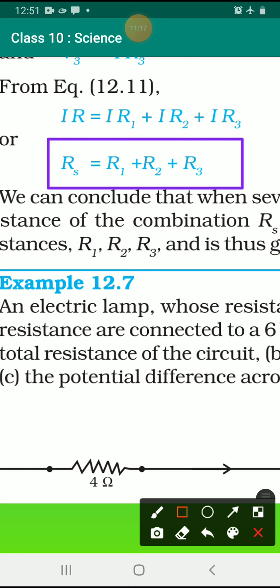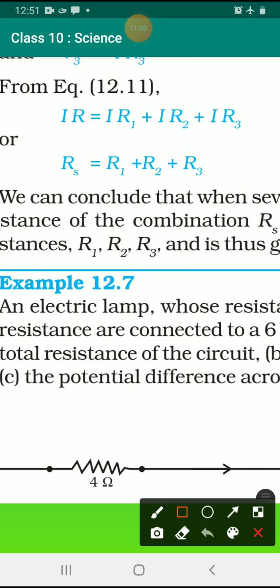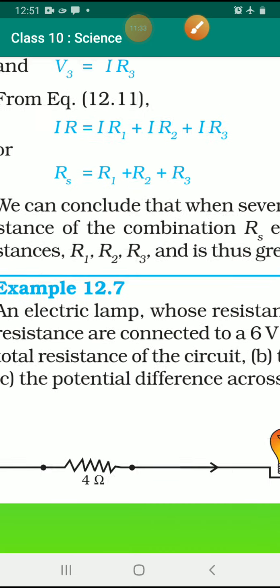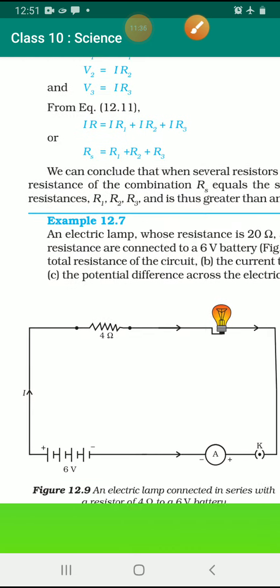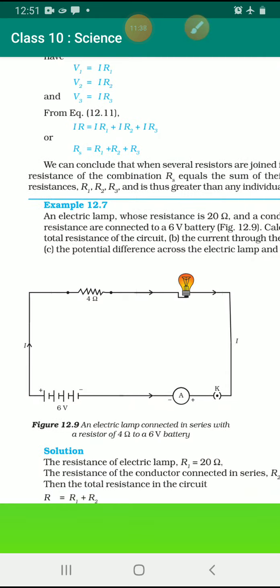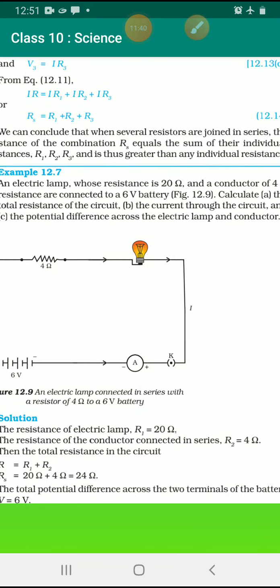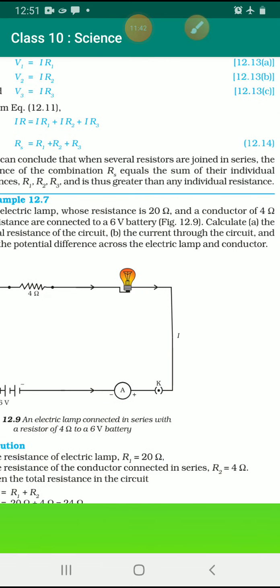You need to write R1 plus R2 plus R3, depending on how many resistors are given. Their values are given, you need to add them and write the sum. That's it. It's very simple. Let's try to see one example that is given here. Let's try to understand that example.